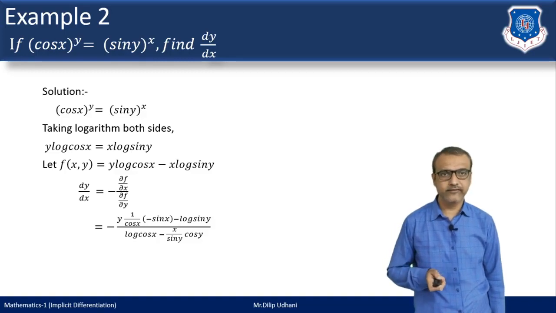So x is constant, x will be as it is. Now derivative of log sin y, that will be 1 over sin y, and in place of x we have sin y. So again we will differentiate sin y. So answer is cos y.